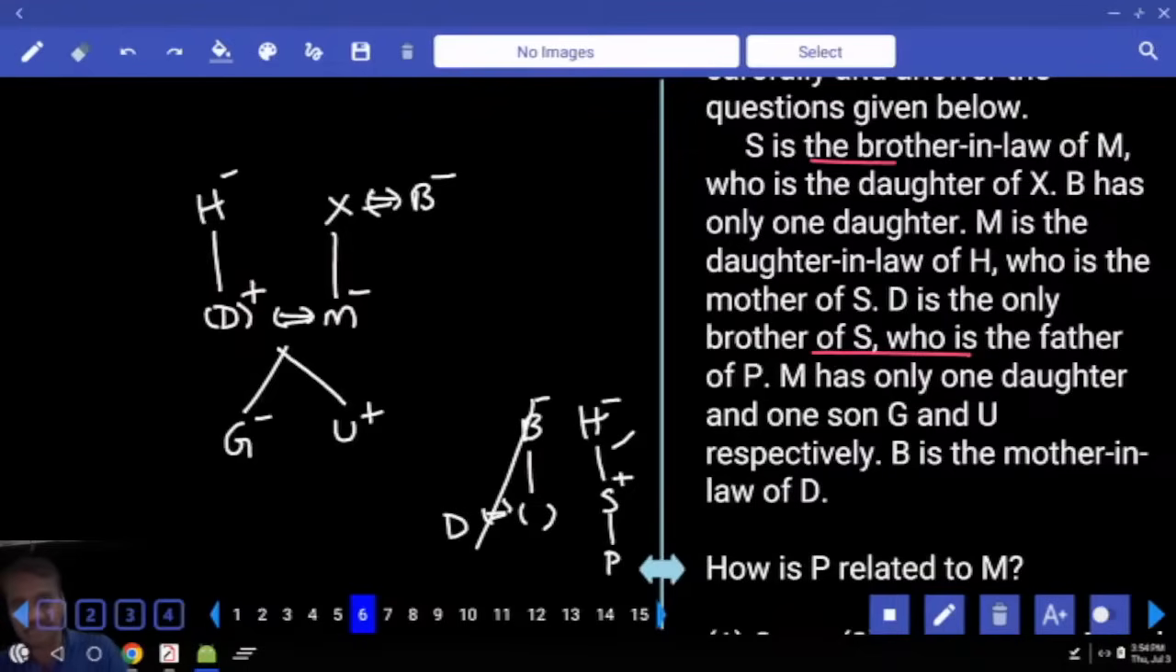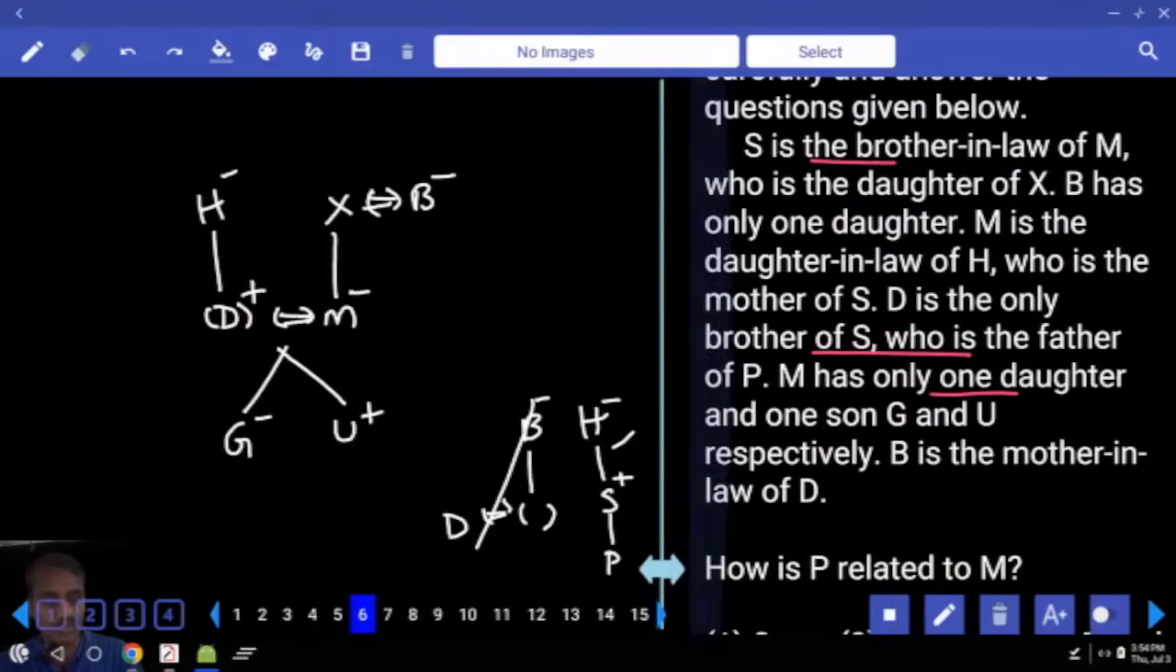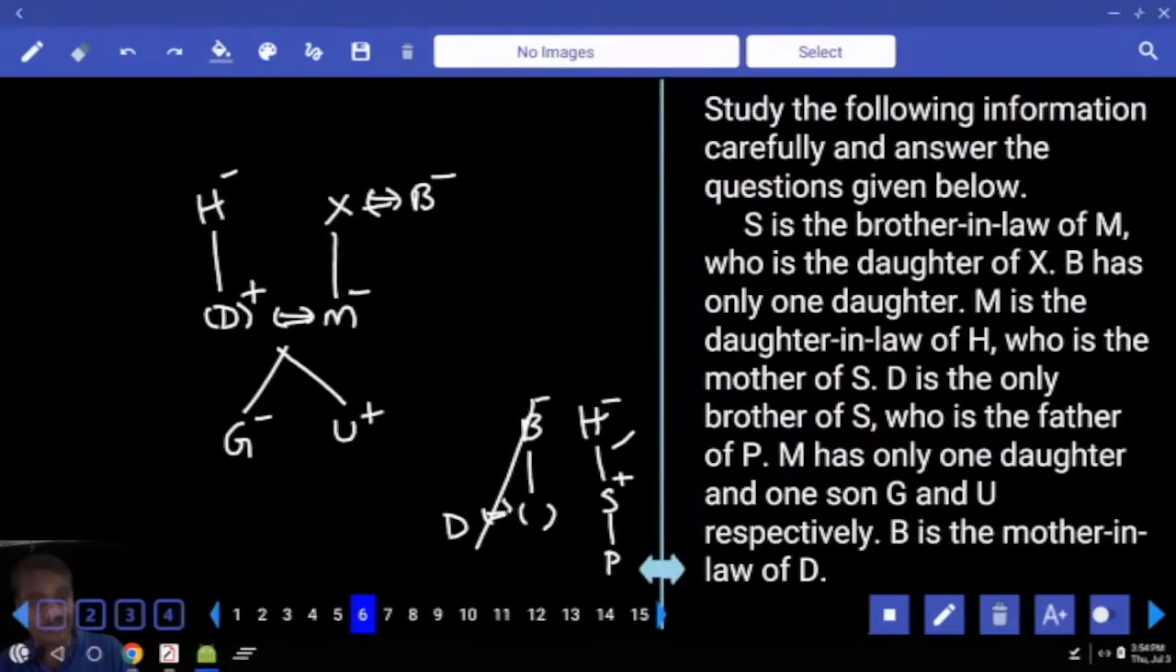Then next one, B is the mother-in-law. And M has only one daughter and one son. Now earlier we have left one information. What is that? S is the brother-in-law of M. As S is the brother-in-law of M, S must be here. Clear? M is the daughter of whom? M is the daughter of X. And how many persons are there? 8 persons. P is there. Now P is here. Then P must be at this place.